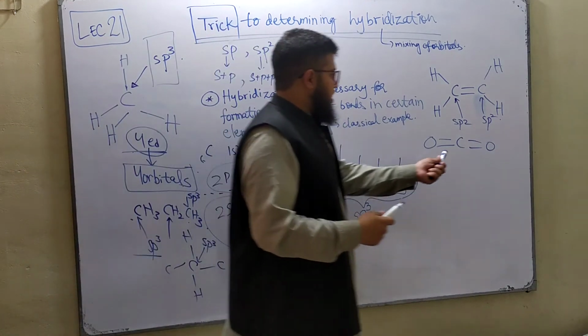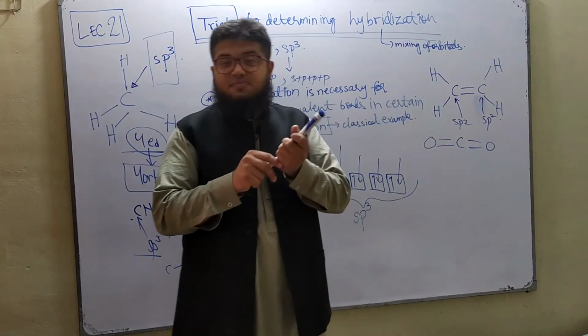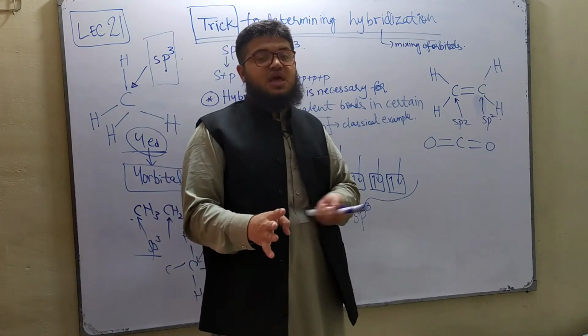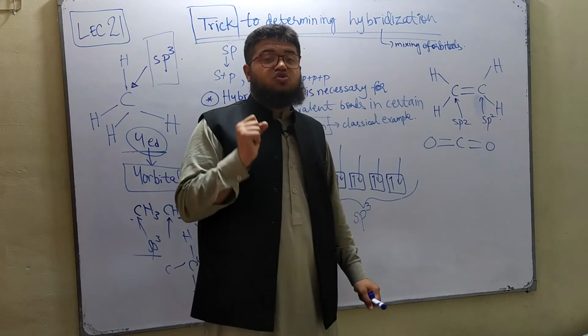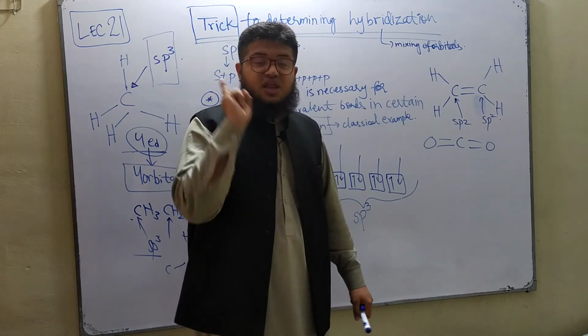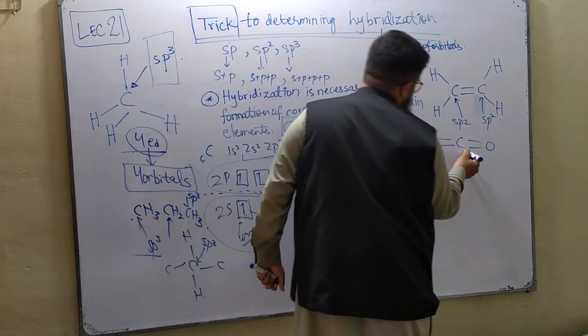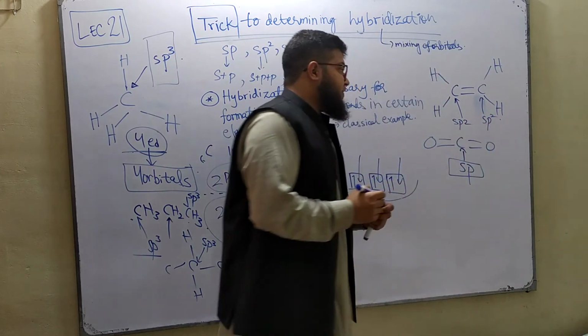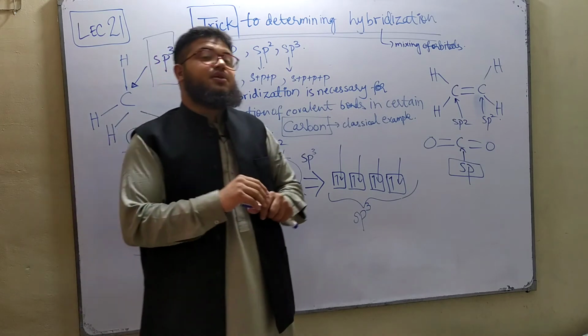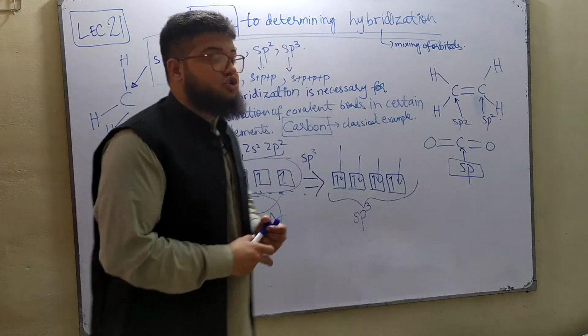Now coming to the carbon dioxide carbon atom. This carbon atom has 2 double bonds. 2 double bonds do not mean 4 regions of electron densities. 2 double bonds mean 2 regions of electron densities, because I told you that 1 double bond is a single electron density. So this is going to be sp hybridization, meaning 2 regions of electron densities mean 2 orbitals will be needed to form the hybridization.